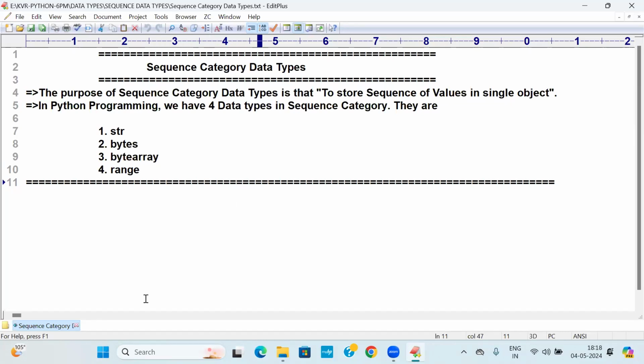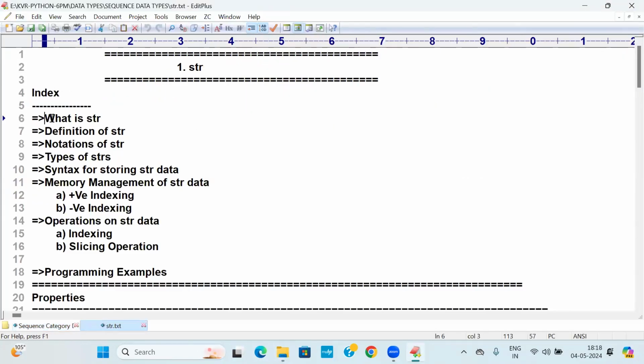Anyhow, let me start. Continue the subject. STR. Do you know STR concepts? What is the definition of STR, and the notations of STR? How many notations? 4. What are those? Double quotes, single quotes, triple double quotes, triple single quotes. How many types of STRs? 2 types. Number 1, single line string data, multi-line string data.